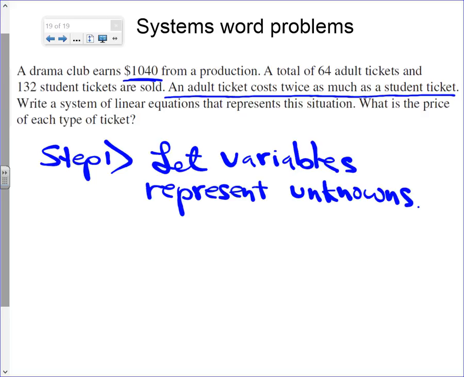But we don't know what price it is though. So step 1, we're going to let variables be the unknowns. I do not know what here. How much what is? The adults only? Both. I know how many tickets are sold. I know 64 adult tickets were sold and 132 student tickets were sold. I know the number of tickets. I just don't know the price of each one.